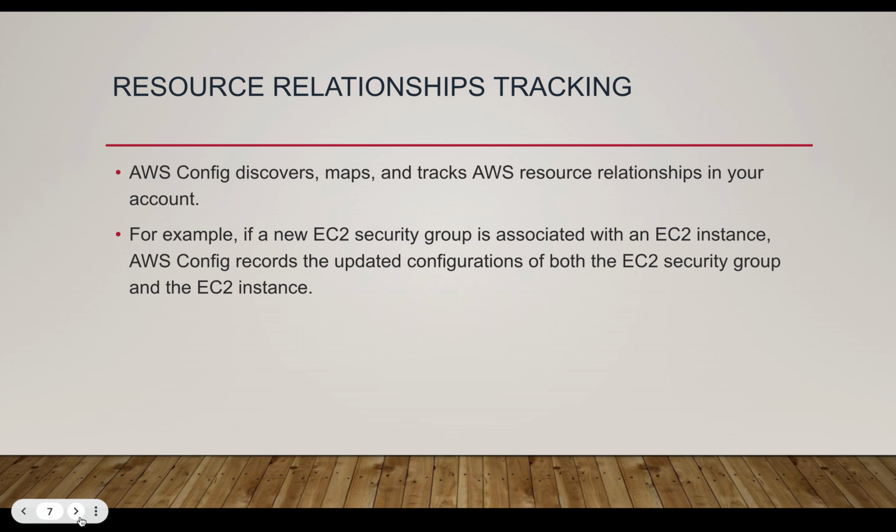Resource relationships tracking. AWS Config discovers, maps, and tracks AWS resource relationships in your account. For example, if a new EC2 security group is associated with an EC2 instance, AWS Config records the updated configuration of both the EC2 security group and the EC2 instance.